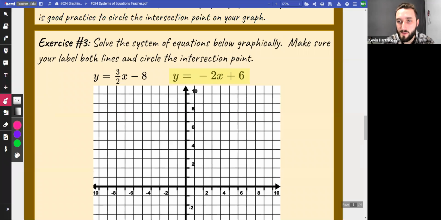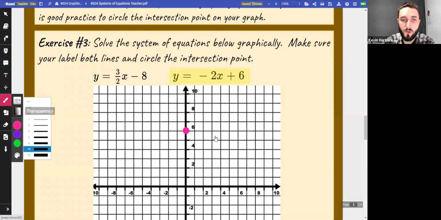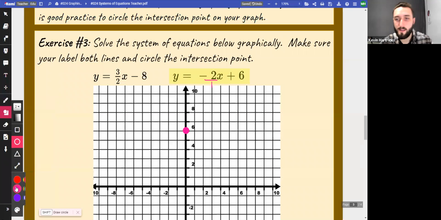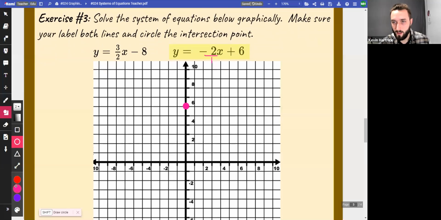So I'm starting at positive 6 on the y-axis. So here's my first point. Okay, positive 6. I'm now going down 2 and then right 1, because remember, this is negative 2 over 1, which means down 2, right 1, down 2, right 1. Okay, so let's do that. I'm going to do my little guidelines here just to make sure that I'm doing everything neatly. So down 2, right 1. Accidentally, that is not a line, but it's okay. All right, so there we go.